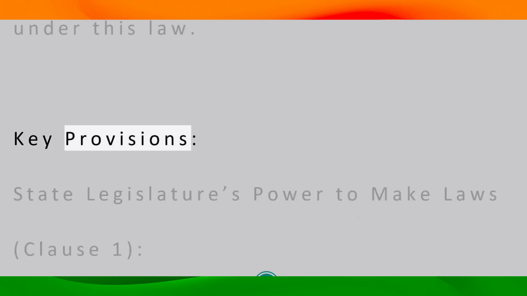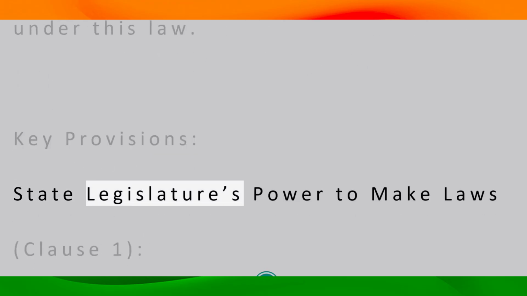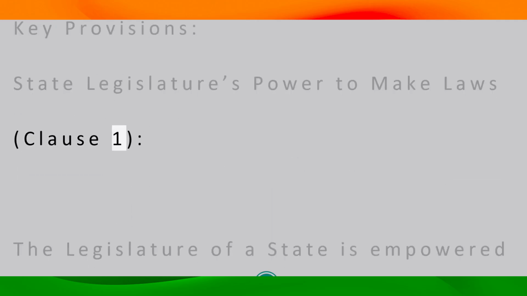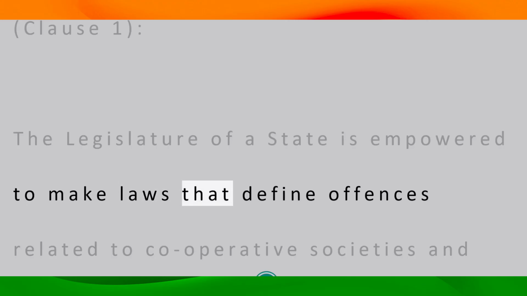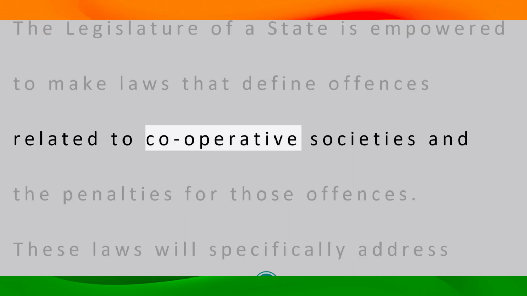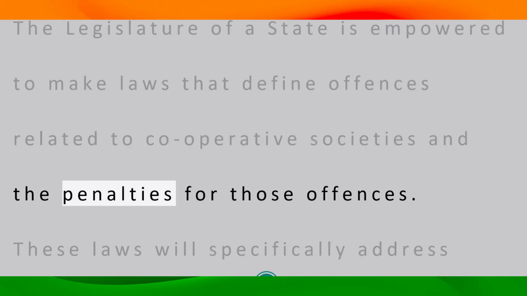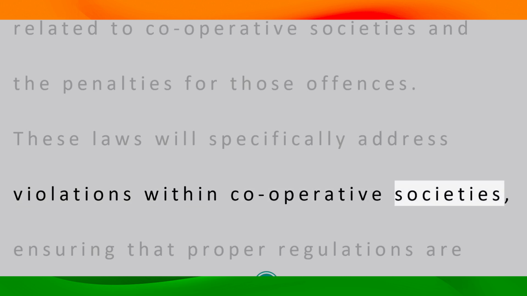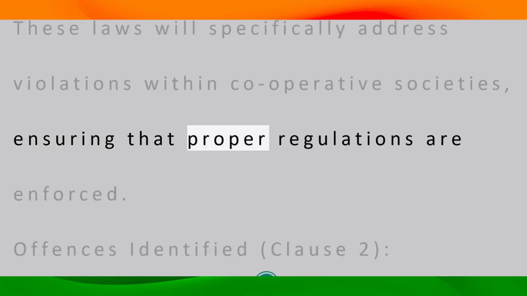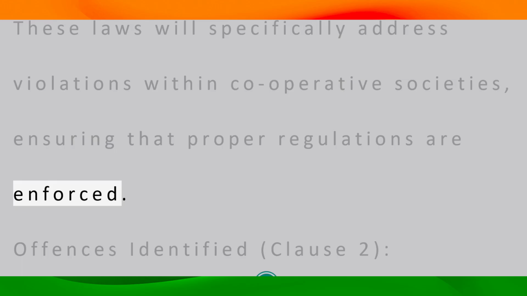Key provisions. State legislatures' power to make laws, Clause 1. The legislature of a state is empowered to make laws that define offences related to cooperative societies and the penalties for those offences. These laws will specifically address violations within cooperative societies, ensuring that proper regulations are enforced.